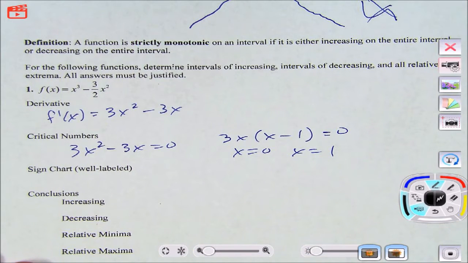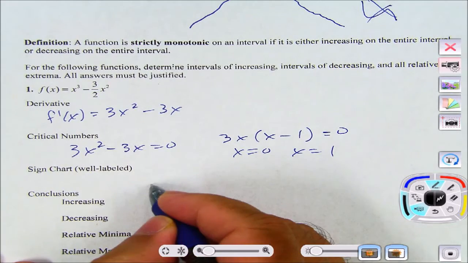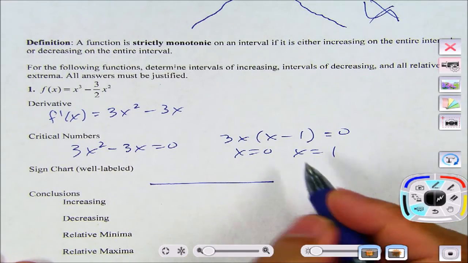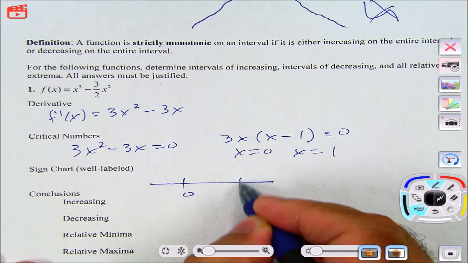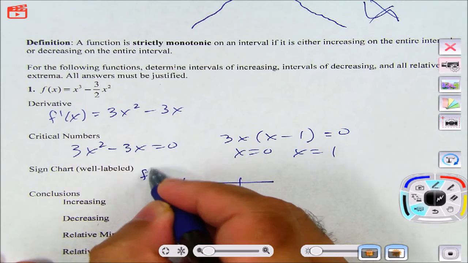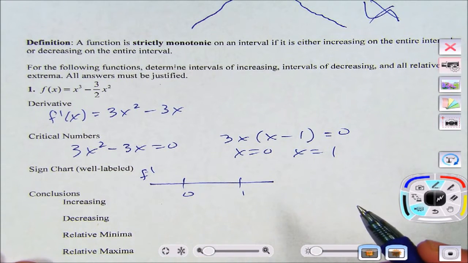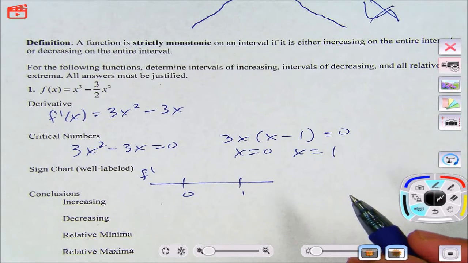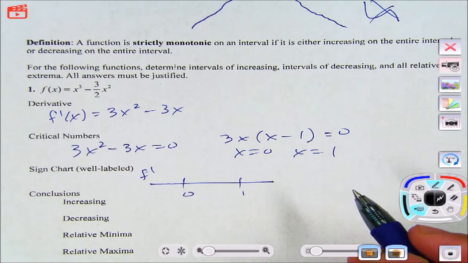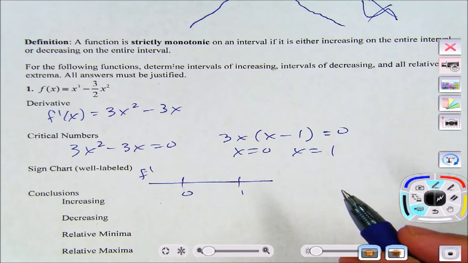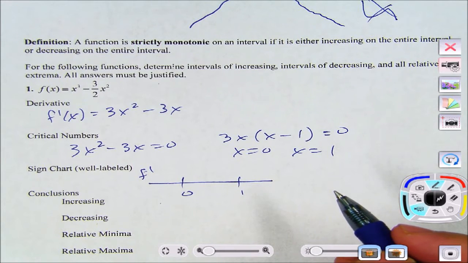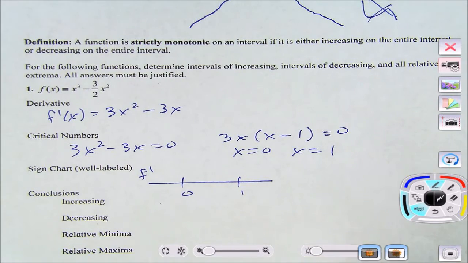Sign chart, well labeled. What does that mean? All right, so we'll draw a line. I want 0, 1, and this is the first derivative. Now, sign chart. There are two ways to make this sign chart. The way I prefer is the least amount of work, but if that confuses you, you can do it other ways. There's at least three ways to do this.